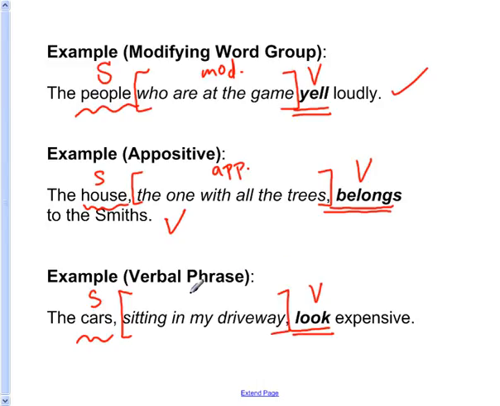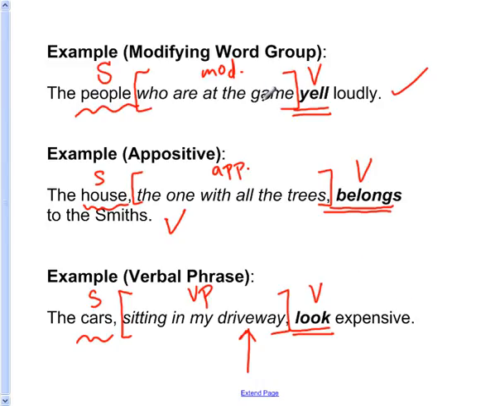We have a verbal phrase between them, sitting in my driveway. We must be very careful because driveway is singular. If we thought driveway was the subject of the sentence, our verb form that agrees with the singular subject would be looks because it has an S on the end. And this sentence would read, the cars sitting in my driveway looks expensive, which would be incorrect. So we have to be very careful.